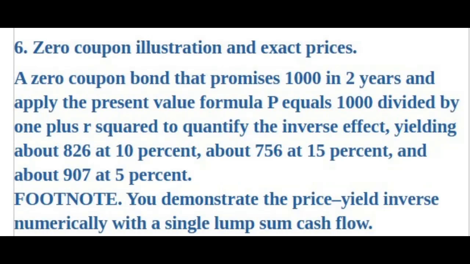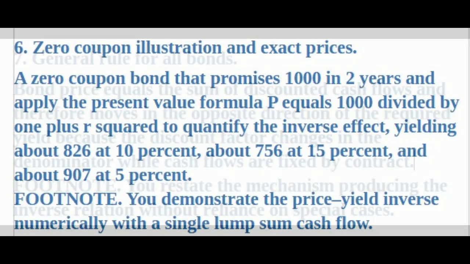6. Zero coupon illustration and exact prices. A zero coupon bond that promises $1,000 in 2 years, and apply the present value formula P = 1,000 / (1 + R)^2 to quantify the inverse effect, yielding about $826 at 10%, about $756 at 15%, and about $907 at 5%. Footnote. You demonstrate the price-yield inverse numerically with a single lump sum cash flow.